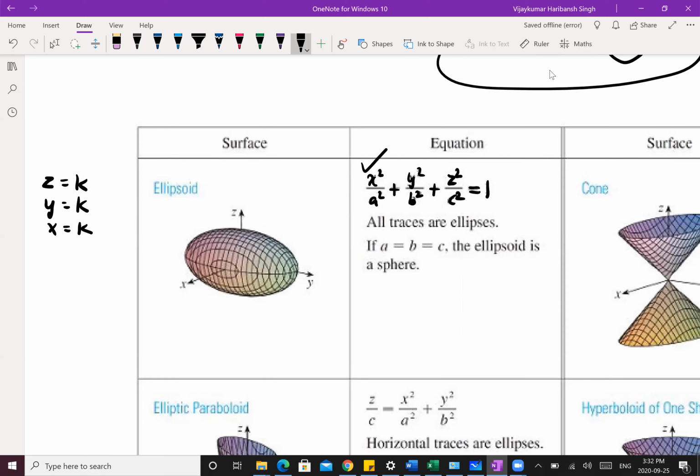So let's start with z equals k. If you cut with z equals k, you will get an ellipse, right? So this is basically cutting a slice. Similarly, if you cut with x equals k, that means you're cutting a slice like this.